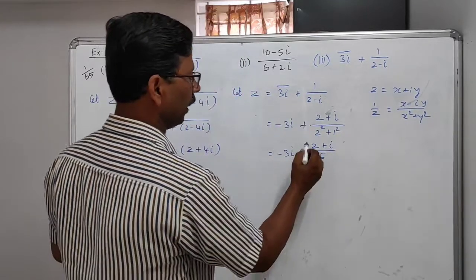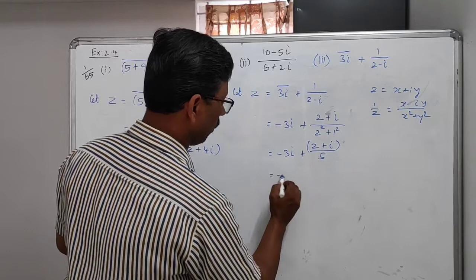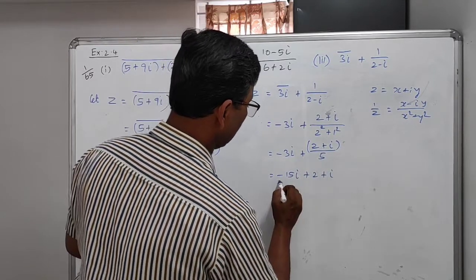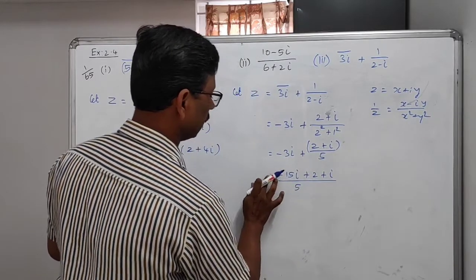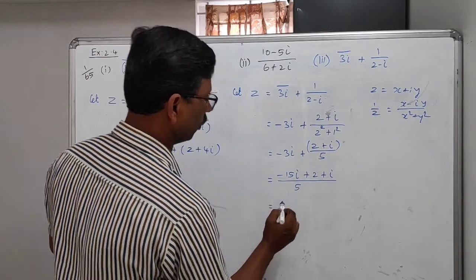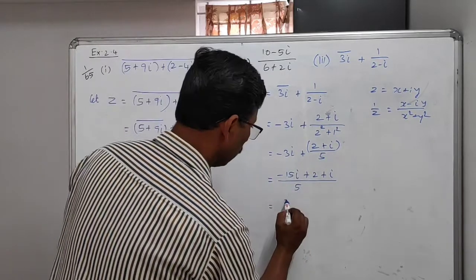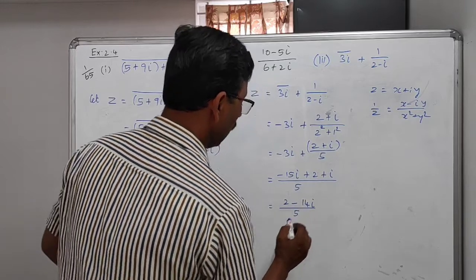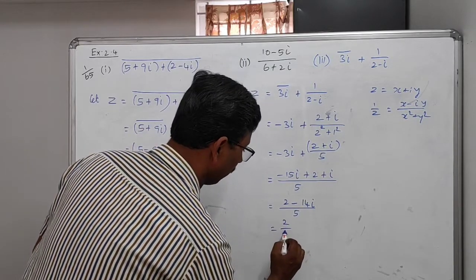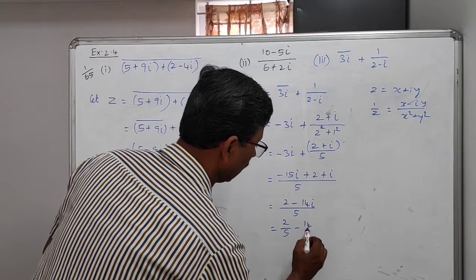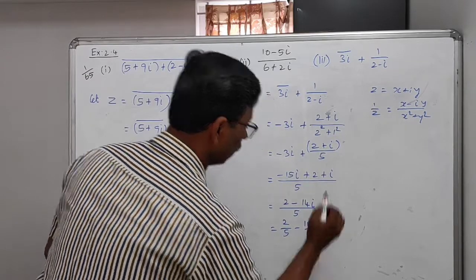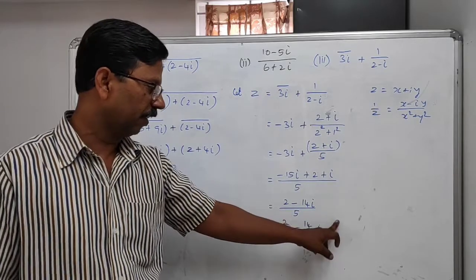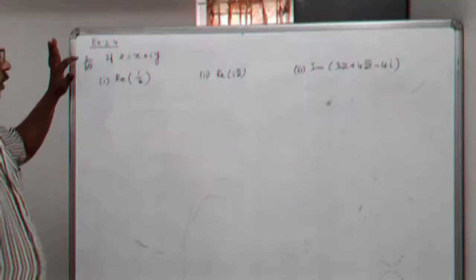Now you can take LCM, equal to minus 15i plus 2 plus i by 5, you can write. Now which is equal to 2 minus 14i by 5. Or you can write this as 2 by 5 minus 14 by 5 i. You can express like this also. Or you can write in this method, it is 1 by 5 into 2 minus 14i. We can follow this method.